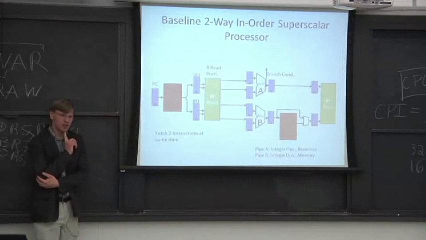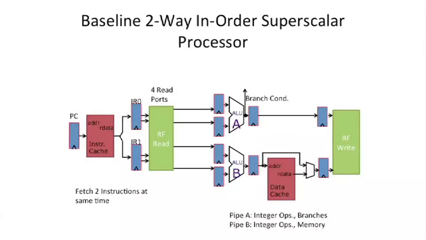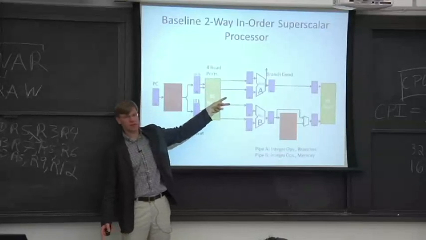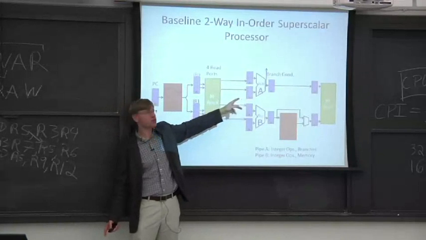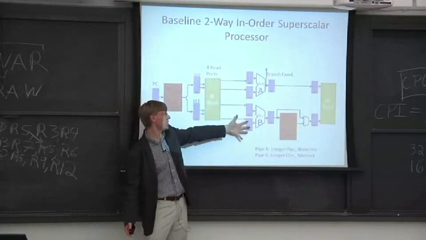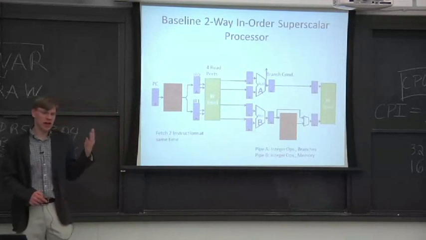We also need to add more ports to our register file. In the basic pipeline that we talked about earlier, we had only 2 read ports. You gave 2 different addresses, and it outputted 2 registers. Now, because we have 2 different instructions going at the same time, we have to pull out 4 different read registers at the same time.